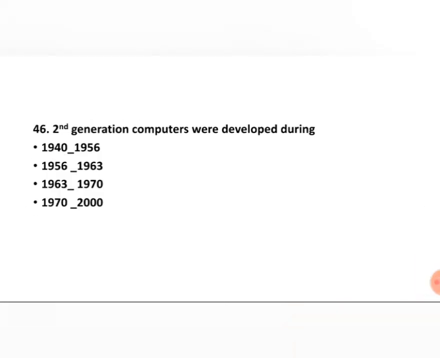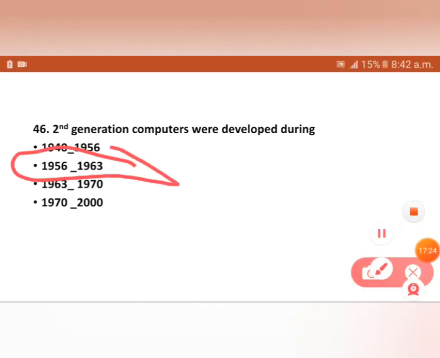One more question is, second generation computers were developed during 1940 to 1956, 1956 to 1963, 1963 to 1970, 1970 to 2000. The correct option is option number 2, 1956 to 1963, and the first generation computers were from 1940 to 1956.